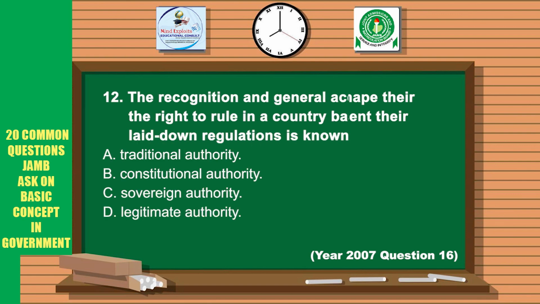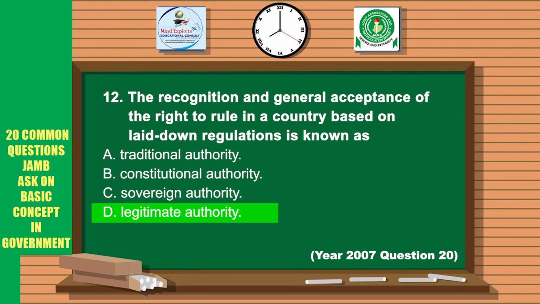Let's look at question number 12. The recognition and general acceptance of the right to rule in a country based on laid down regulations is known as: A. Traditional authority, B. Constitutional authority, C. Sovereign authority, and D. Legitimate authority. Legitimate authority is the answer, D.